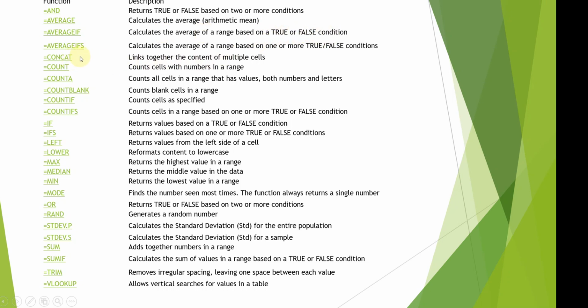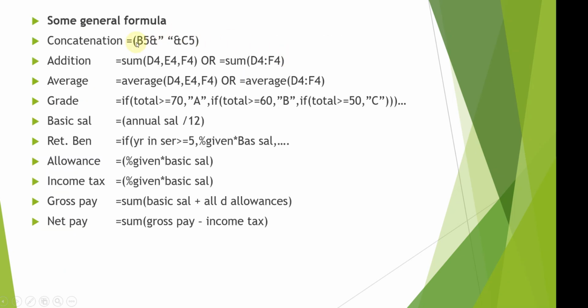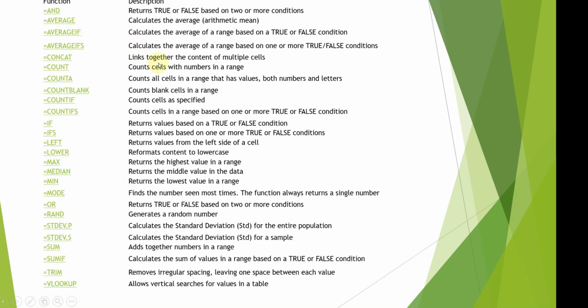So we have CONCAT. This CONCAT is the short form of concatenation. Then COUNT: count cells with numbers in a range. It counts the number of cells that you have in a range. When you have a range, you want to know the number of cells that are there, and it's going to count everything for you.